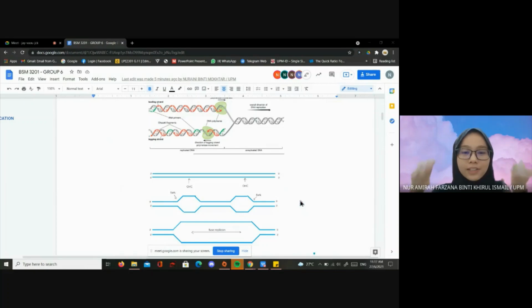And then the replication will be bidirectional replication, which means that they will move like this. As you can see my hand, like this. So when they are moving like this, both parts will move like this. So they will meet at the center. So they will fuse together, and that's why, as you can see, there is a fused, long replication. So I think I only know that part. Is there anyone to continue?